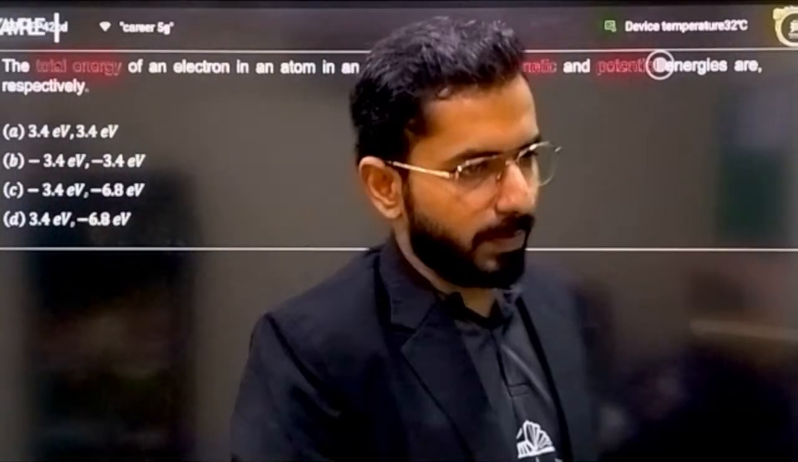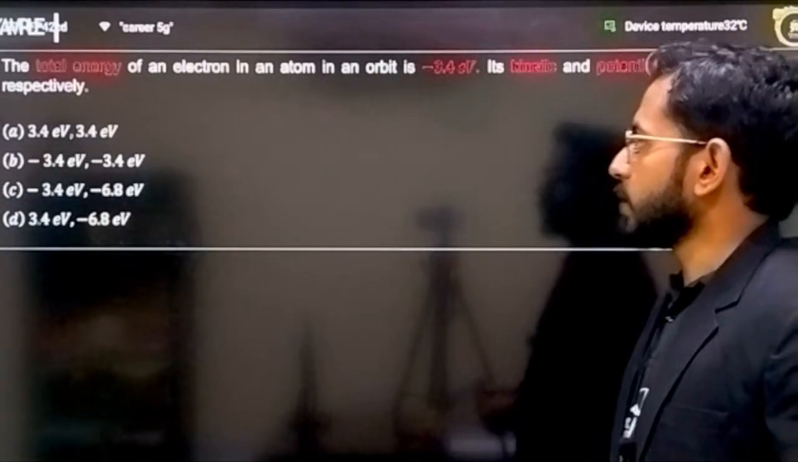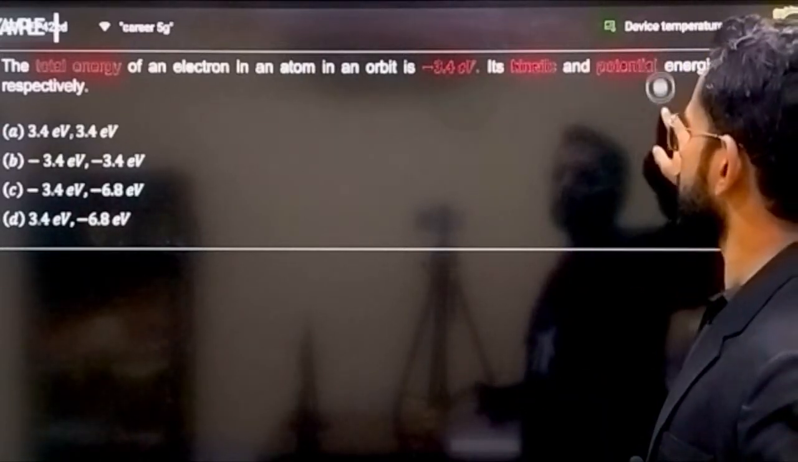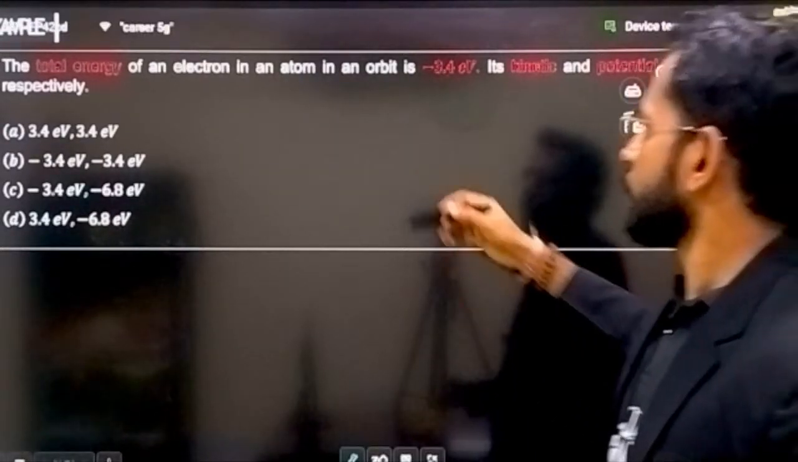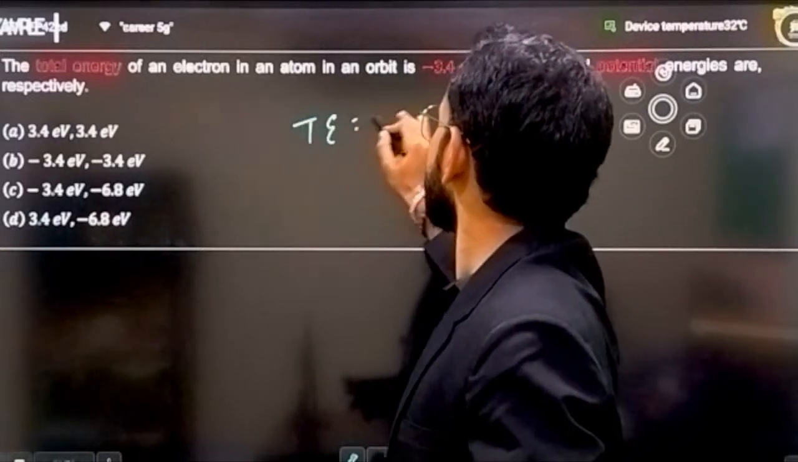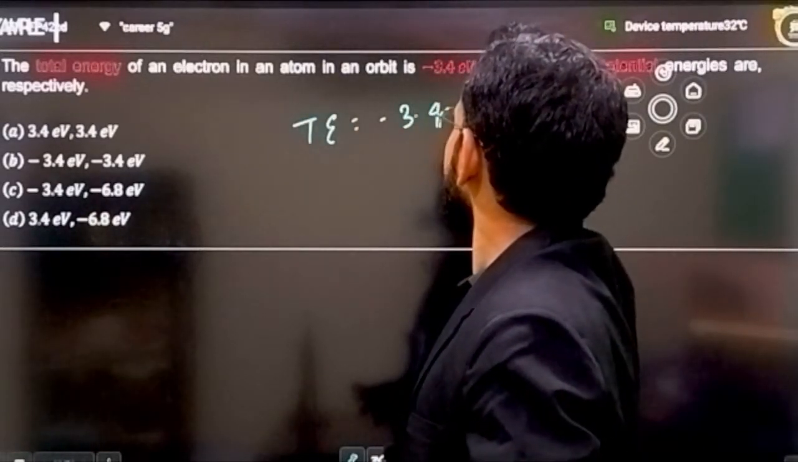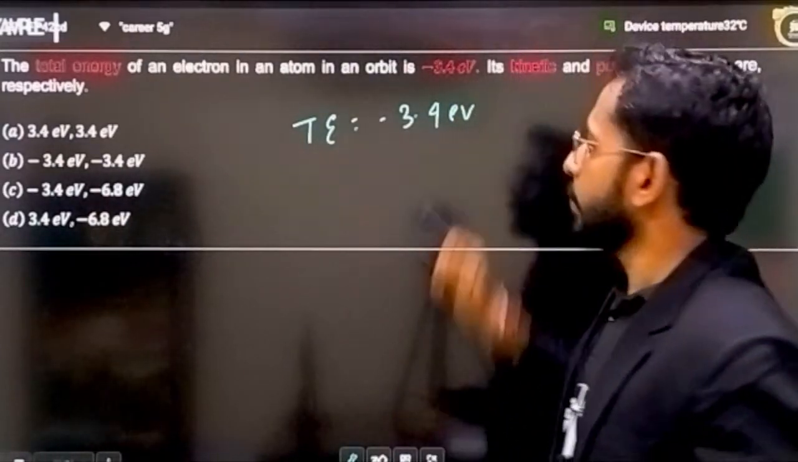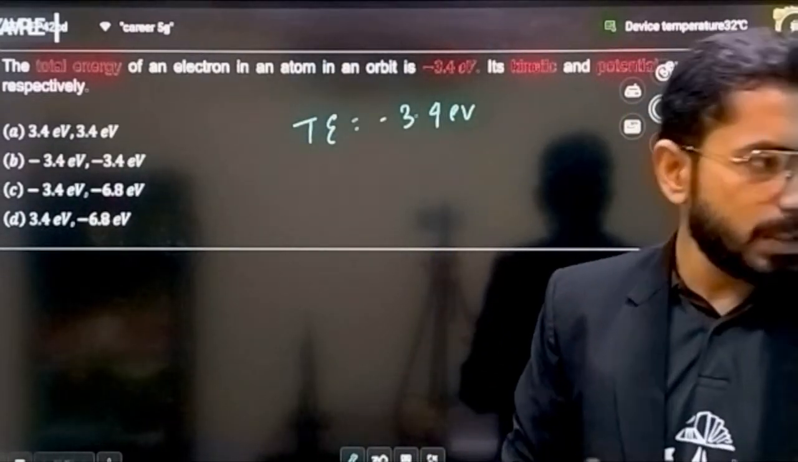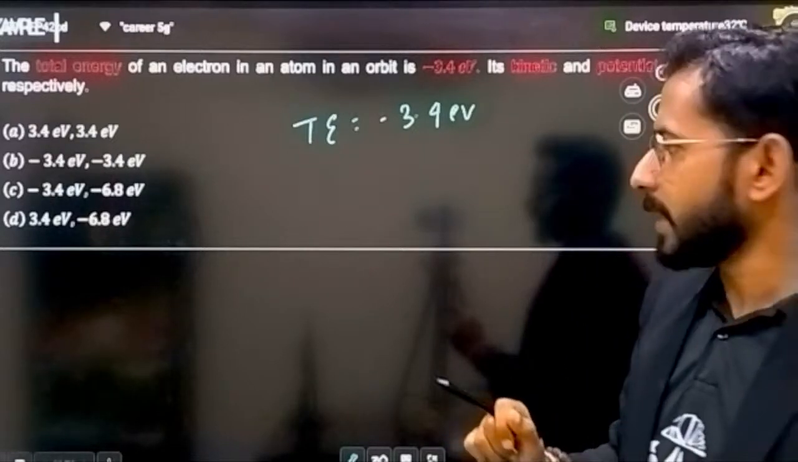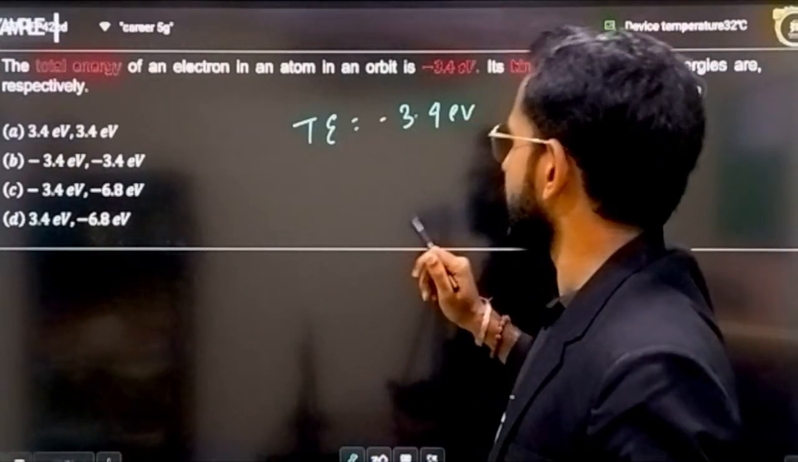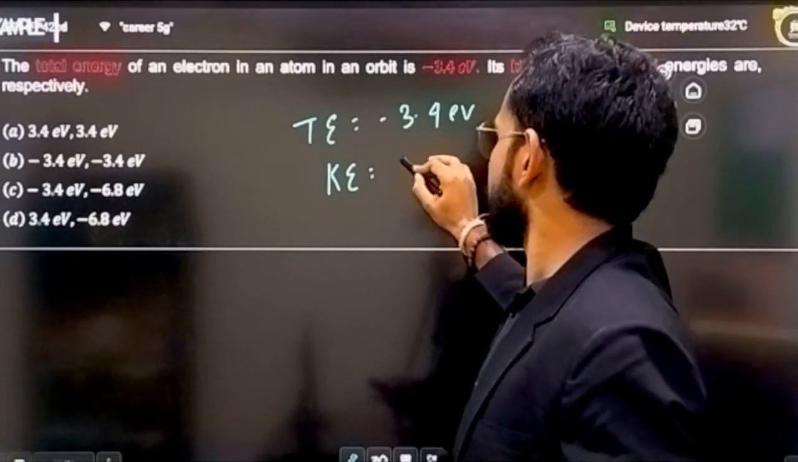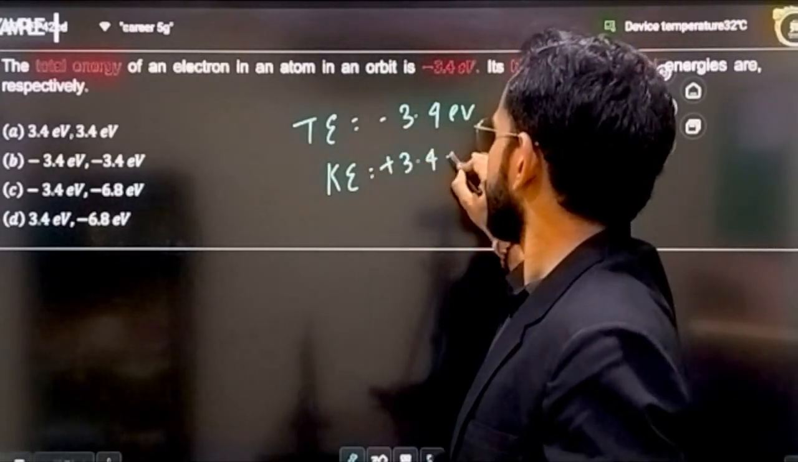Let's have a question. What is the question saying? The total energy of an electron in an orbit is minus 3.4 electron volt. Total energy is given, and you want to calculate its kinetic energy and potential energy. Nothing else is given, just total energy. You have to judge what the kinetic energy and the potential energy will be. What I have told you is that kinetic energy is equal to the total energy but with a change in sign. That means 3.4 electron volt.